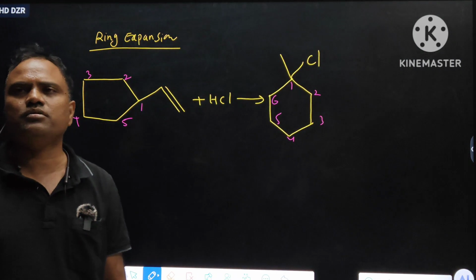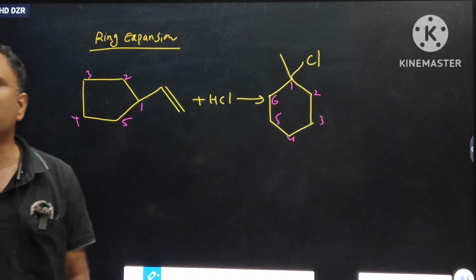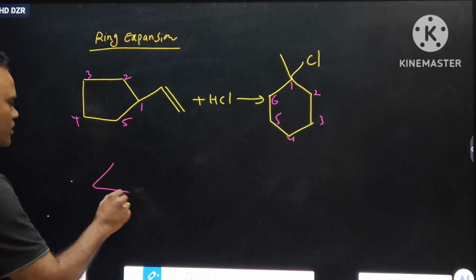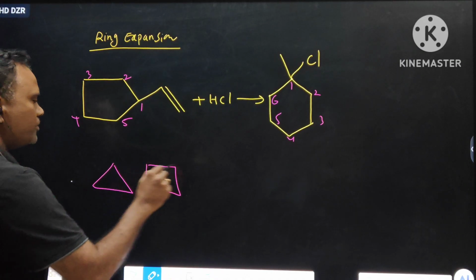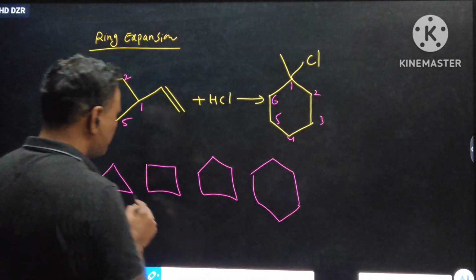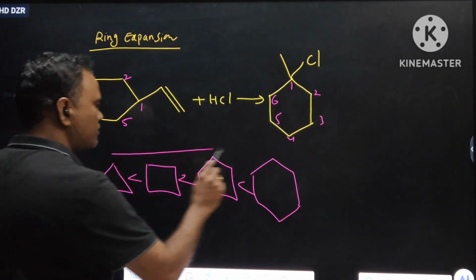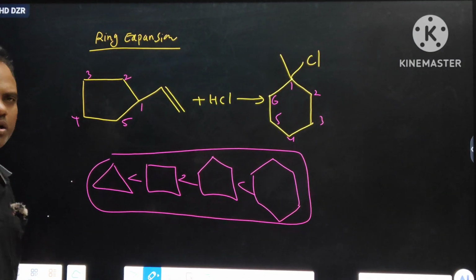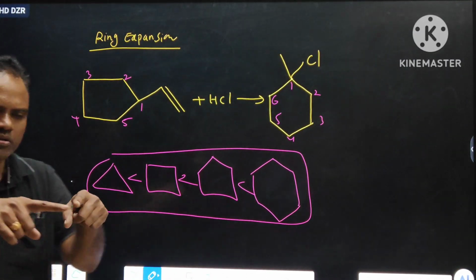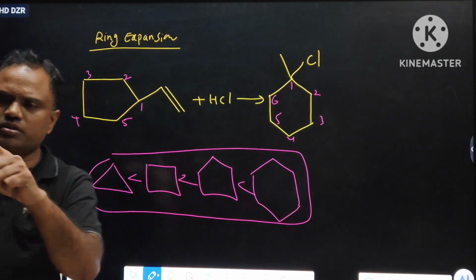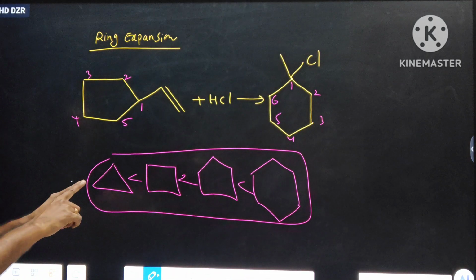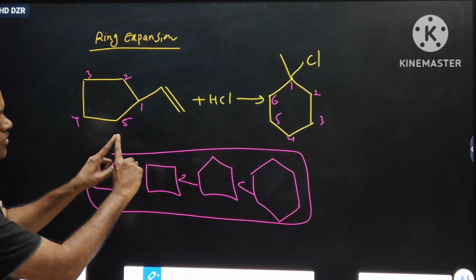First of all, you should understand which member ring is stable and which is unstable. Clear? Look at this. 3-member ring, 4-member ring, 5-member ring, 6-member ring. This is the stability order. A 3-member ring is unstable because of bond angle strain. See the triangle: the angle is very small and the bonds are very close to each other.